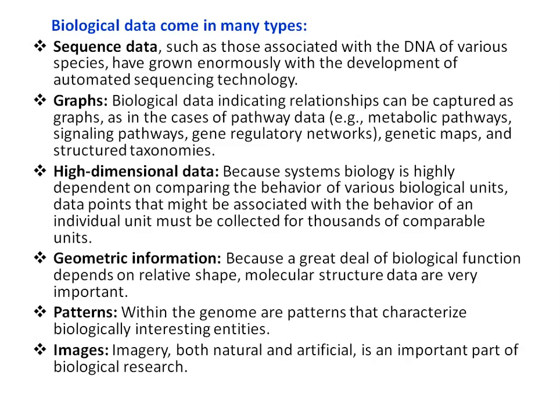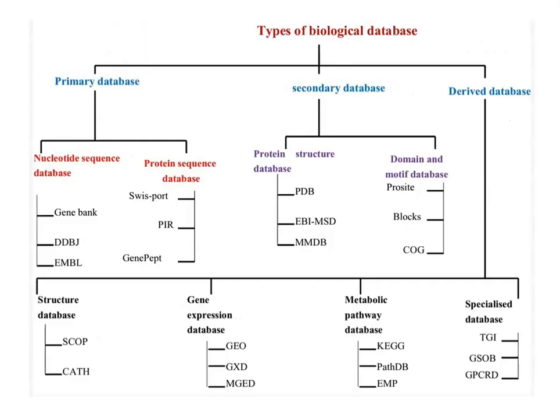important. Then data as patterns. Within the genome are patterns that characterize biologically interesting entities. Then images, both natural and artificial, a very important part of biological research. Then biological databases. Now, what are these biological databases? A collection of biological data arranged in computer-readable form that enhances the speed of search and retrieval and is convenient to use is called a biological database.